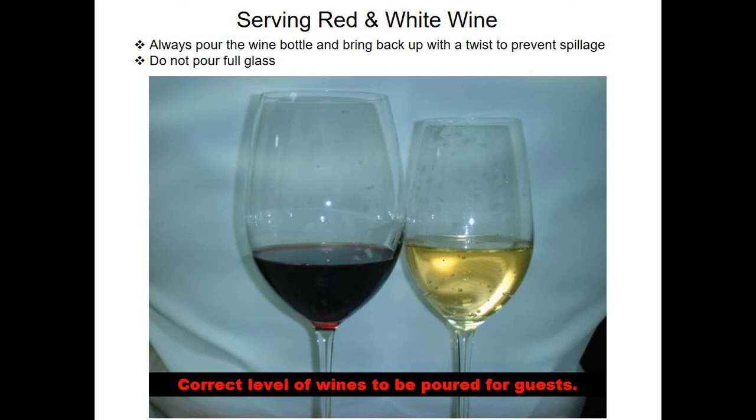Secondly, remember to give the bottle a gentle twist as you lift it up from your pour simultaneously. This is to prevent spillage or droplets of wine dripping off the side of the bottle, hence staining the tablecloth. Wine drinkers will definitely appreciate your effort when the pour is done properly.